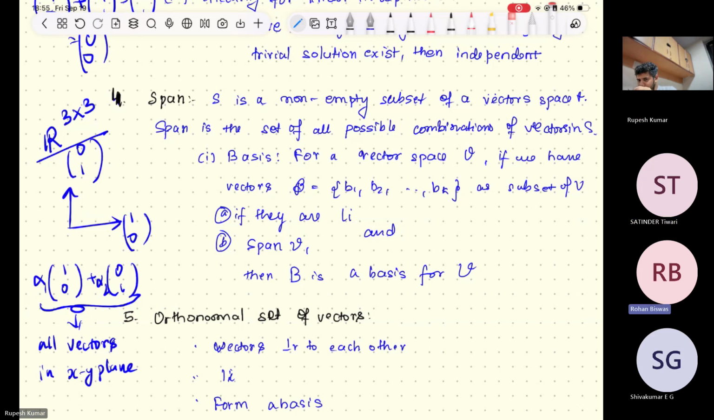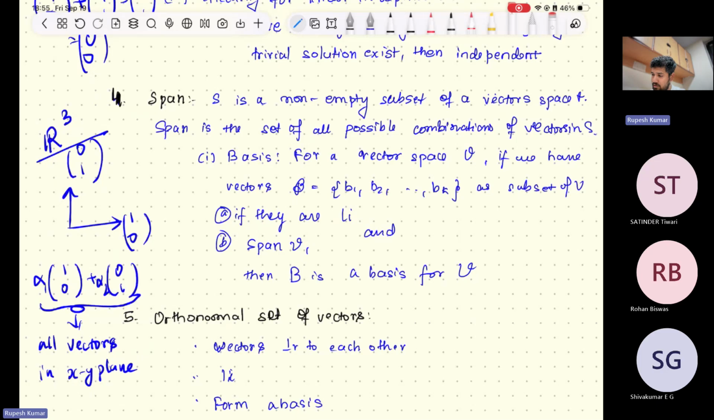Sir, I have one small doubt. By R3, are you meaning the metric space, or what do you mean by R3? It is the vector space of three-dimensional vectors, basically. Okay, so it is R3, three-dimensional vectors only. So it's not R3 plus 3. You're right, it's R3.